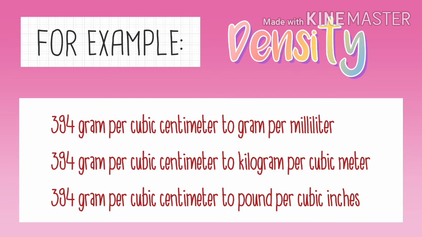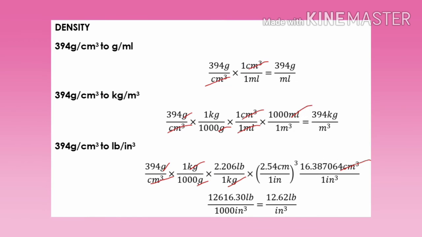per cubic inch. Always keep in mind that if you want to cancel a unit that is in the numerator, put the same unit in the denominator. If vice versa, put the unit in the numerator to cancel the unit in the denominator. We have here 394 gram over cubic centimeter to gram per milliliter. 394 gram over cubic centimeter times 1 cubic centimeter over 1 milliliter is equal to 394 gram over milliliter. That's the same method as with the other two.